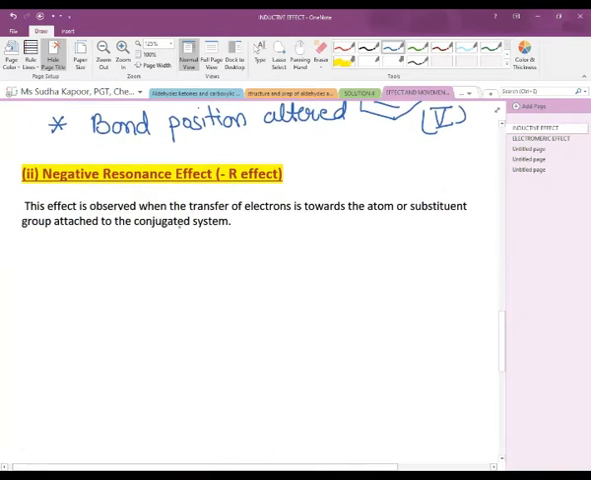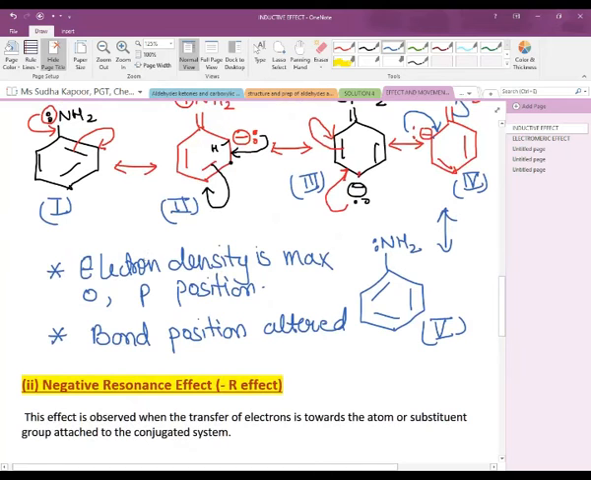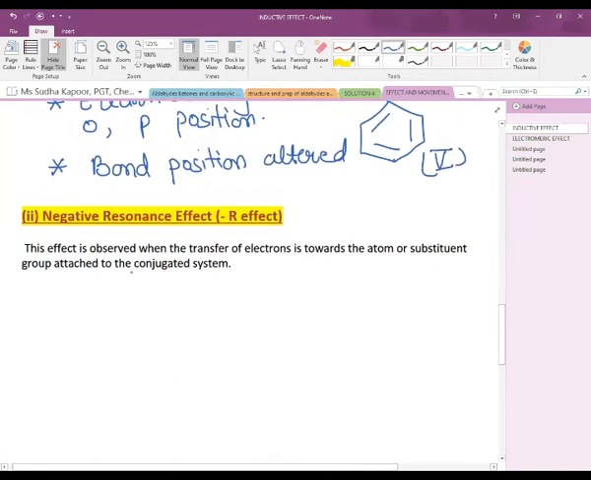This type of effect is observed when the transfer of electrons is towards the atom or substituent group attached to the conjugated system. In the previous one, you have seen that the movement is away from the atom or group and towards the conjugated system, but now it is towards the atom or the substituent. So let us take the example of benzaldehyde, in which such a structure is seen: C double bond O and H. O is electronegative in nature.